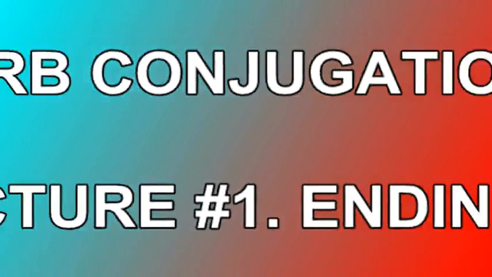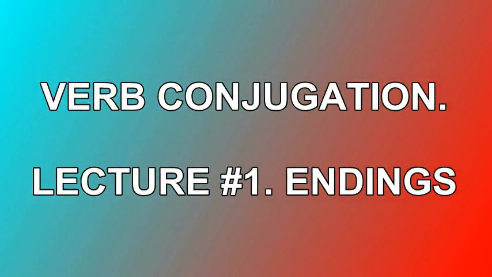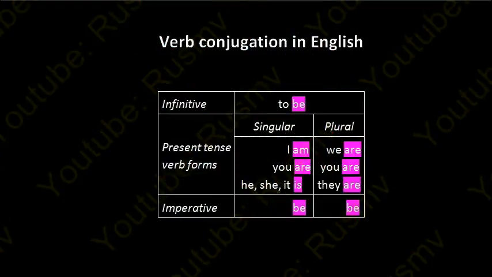Hi everyone! This video starts a series of lectures intended to provide a comprehensive explanation of Russian verb conjugation. As you may know, conjugation means that a verb changes its form depending on its subject in a sentence. As a striking example of conjugation, let's consider the English verb to be. Verb forms are highlighted pink here. As you can see, these are different for different subject pronouns.